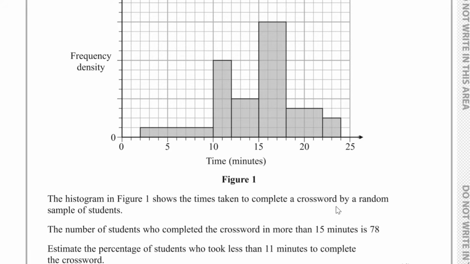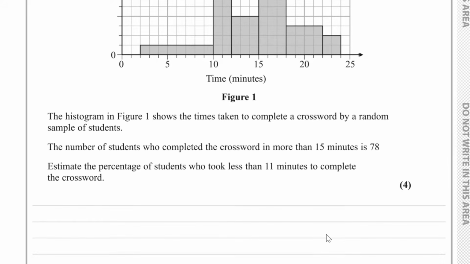Now, more than 15, the area would represent the total frequency. So therefore, you can see for more than 15, we have 36 plus 12 plus another 4, that's 52. So we have 52 squares, which represents 78 students. Let's just write that down. For more than 15 minutes, 52 squares represents 78 students.